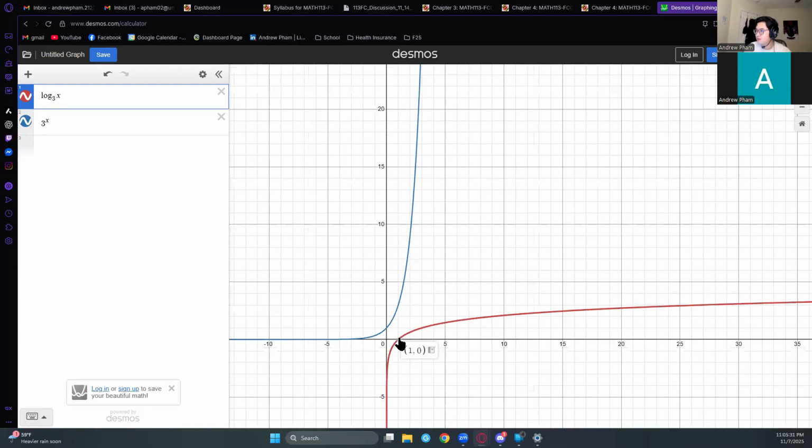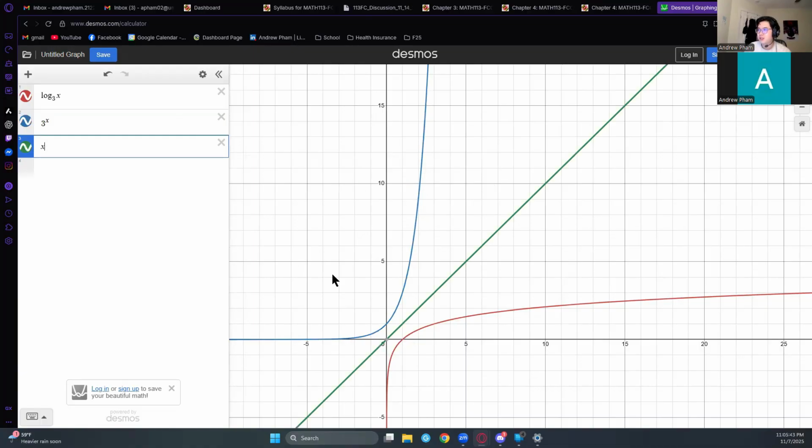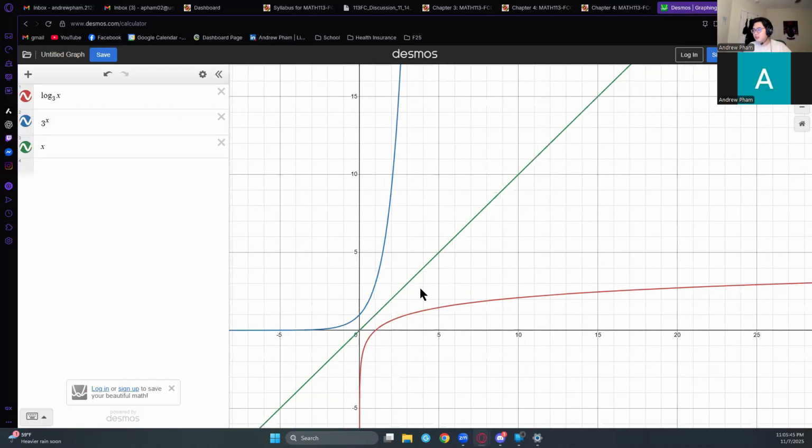For example, at 2, my logarithm is at 0.62 or 0.63. But at 2 on the exponential, I'm at 10. So it grows really fast. So you can make an observation that exponentials grow the fastest, then linear functions grow sufficiently fast, and then logarithms are the least fast, the slowest.